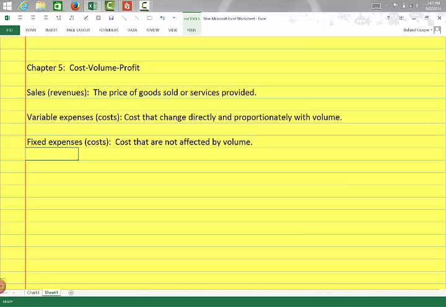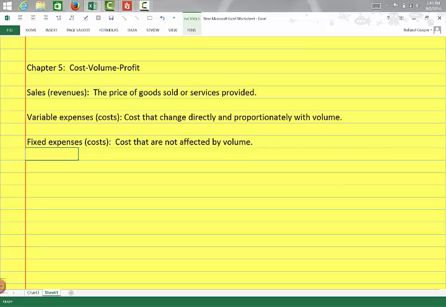And an example of fixed expenses for the grocery store might be property taxes. If their sales go up by 10% or down by 10%, that should not affect the amount of property taxes that they pay to the county or the city. And the same with the auto dealership. If they sell 10% more cars or 5% less cars, that should not affect the amount of property taxes that they pay.